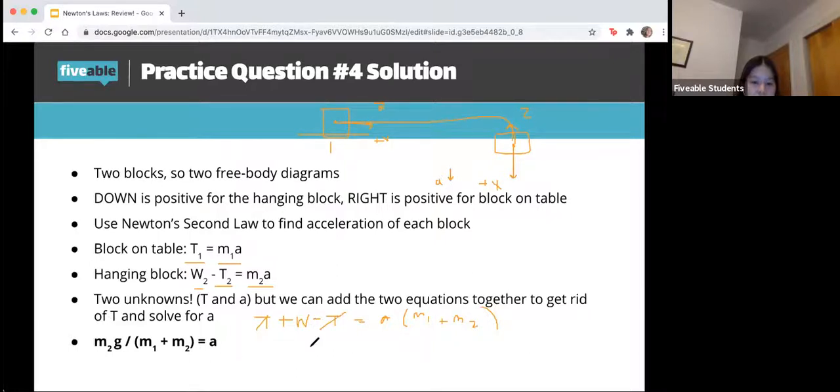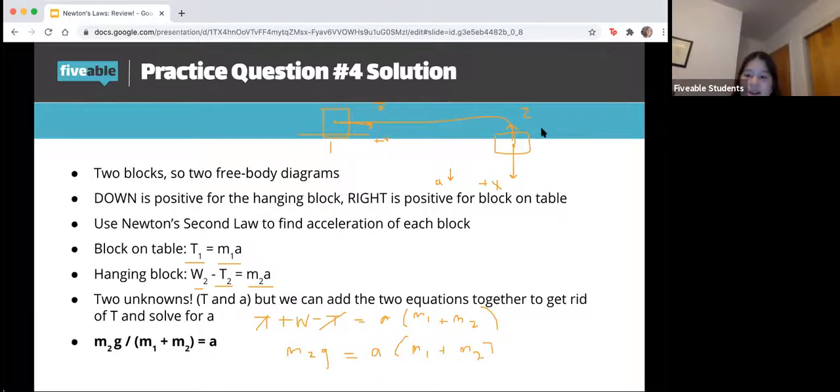So we get W, which is, M2G is equal to A, M1, M1, M2. Hopefully my handwriting's getting better. Any questions?